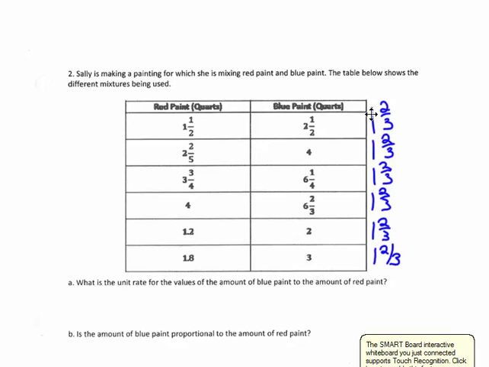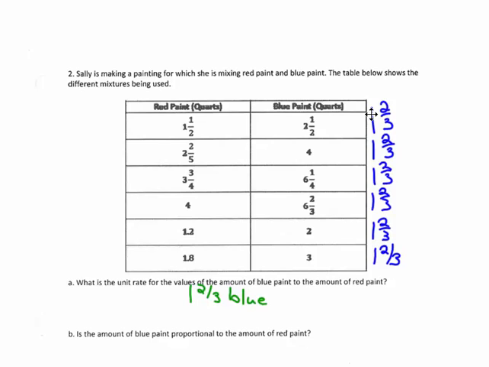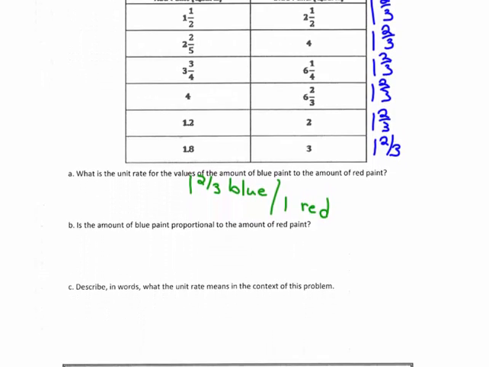I was having some calculator issues, so I paused it and tried to figure this out. If I went through and did all of my division, I get the same unit rate, which is 1 2/3. So the unit rate is 1 2/3 quarts of blue to 1 of red. You could turn that into an improper fraction if you wanted to, but it's not necessarily needed. Is the amount of blue paint proportional to the amount of red paint? Yes. Describe in words what the unit rate means in the context of this problem.